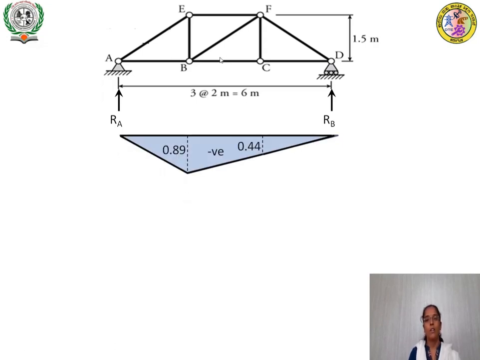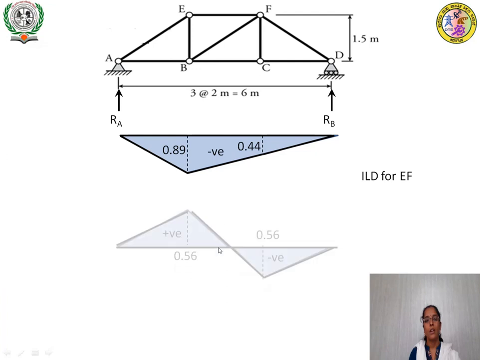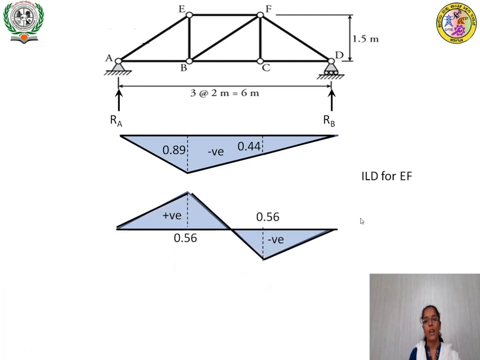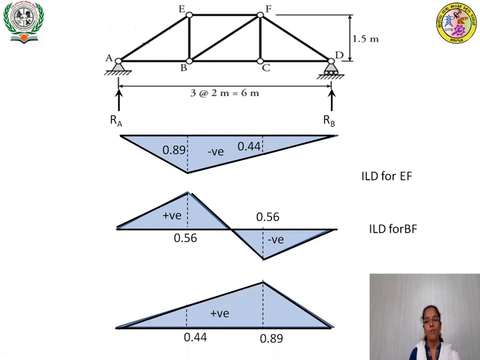So, this is the given truss. This is the influence line diagram for the top chord EF, this is the influence line diagram for the diagonal member BF, and this is the influence line diagram for the bottom chord BC. So, you have to write like this, one below the other. For any number of members, you have to write one below the other.